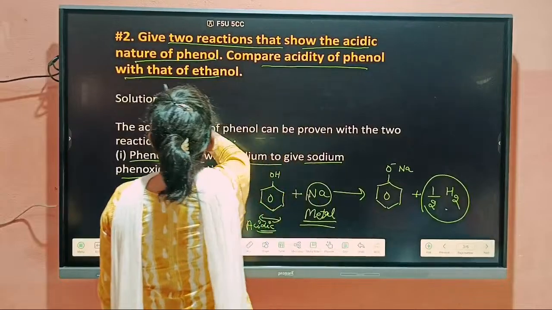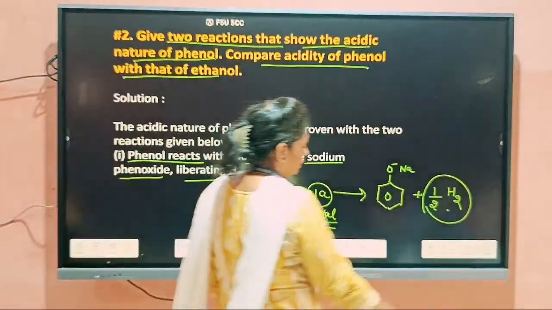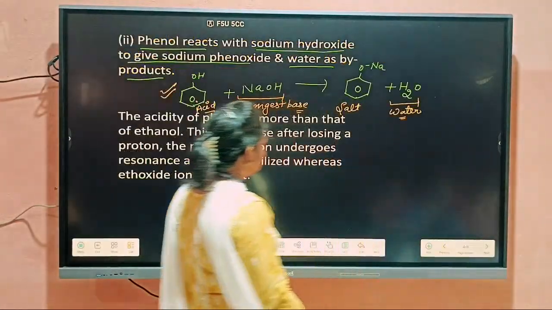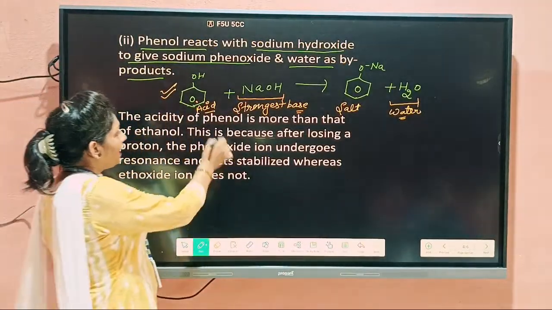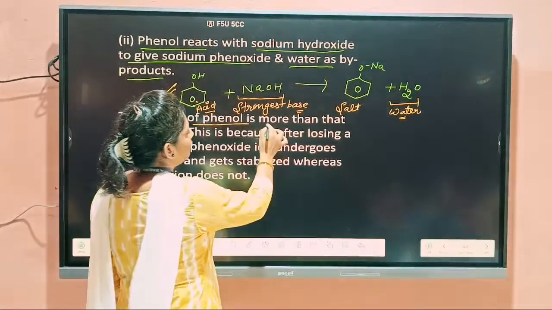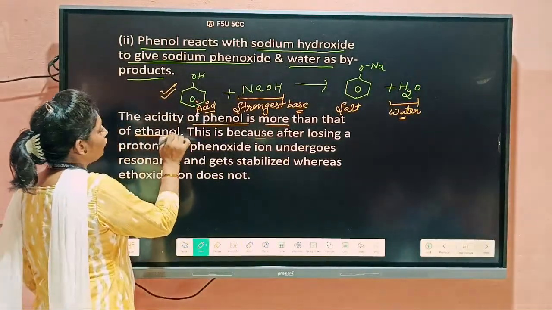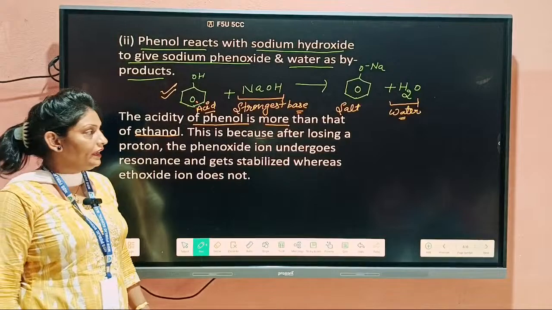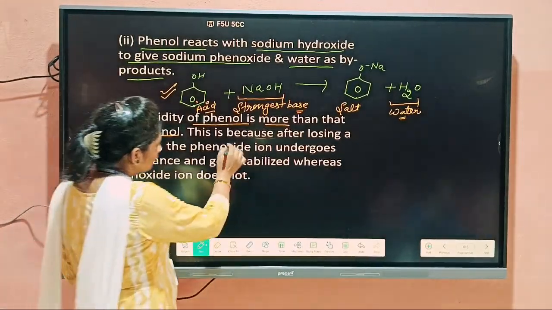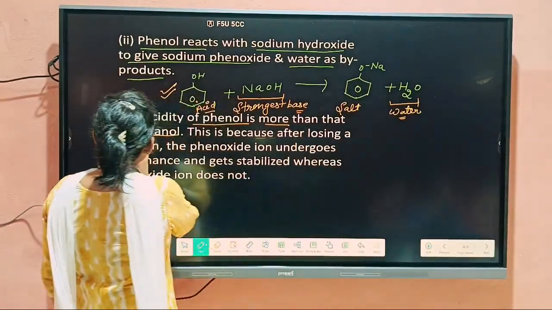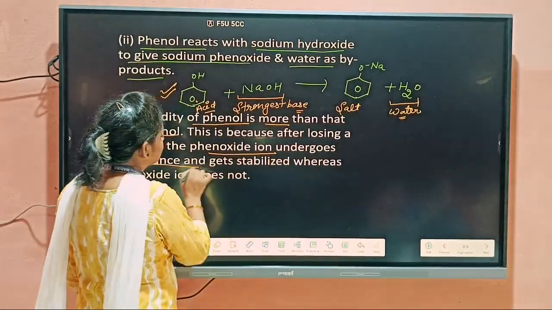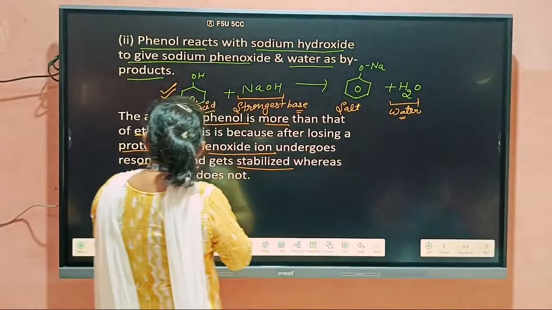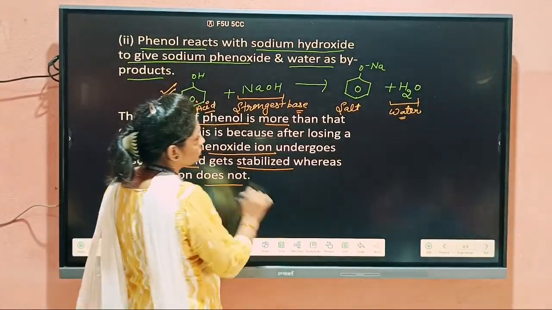Now compare the acidity of phenol with that of ethanol. Between phenol and ethanol, which one is more acidic? Here, the acidity of phenol is more than that of ethanol. Why is it? This is because after losing a proton, the phenoxide ion undergoes resonance and gets stabilized, whereas ethoxide does not.